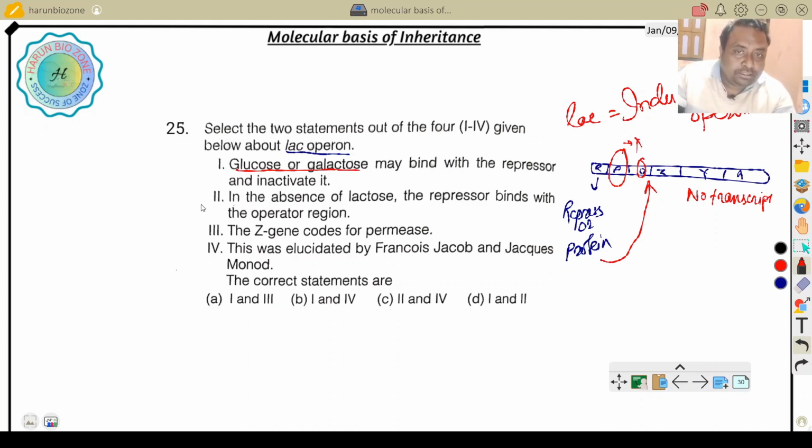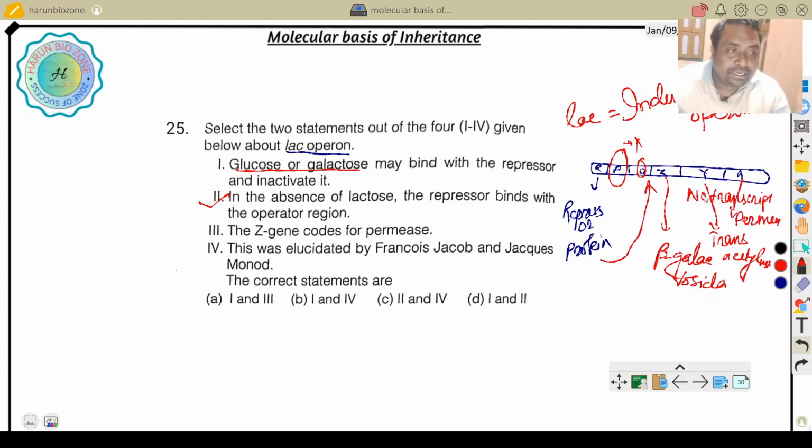So when lactose is absent, the repressor binds to the operator region, so the RNA polymerase does not move from the promoter region to the structural genes. So no transcription occurs. The Z gene codes for beta galactosidase, Y for permease, and A for transacetylase. The statement about beta galactosidase and permease being coded by A is the wrong answer. This operon model was first elucidated by Jacob and Monod. This is right. So 2 and 4 is the right answer.